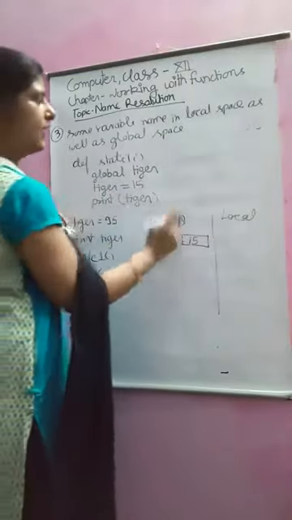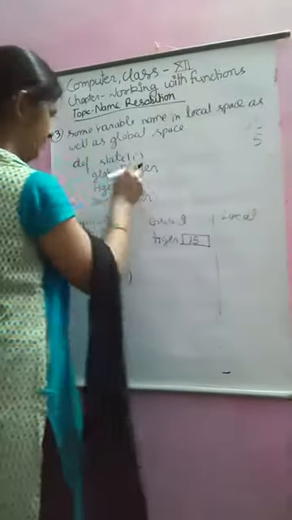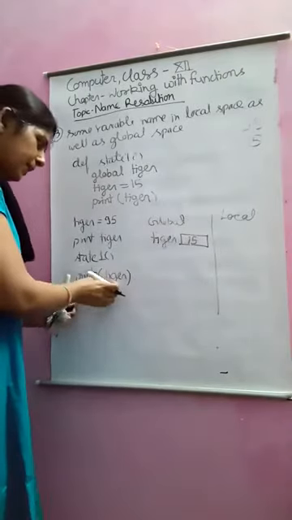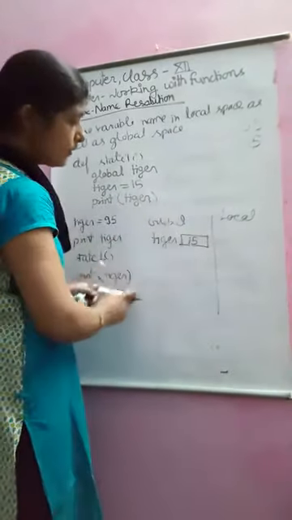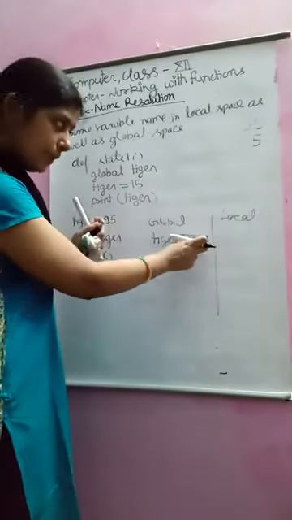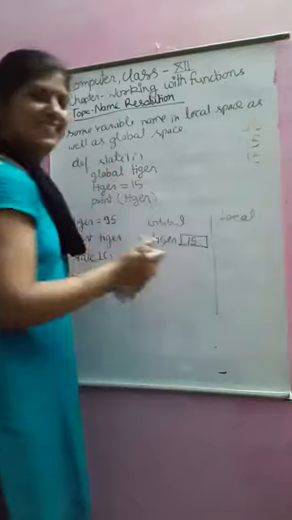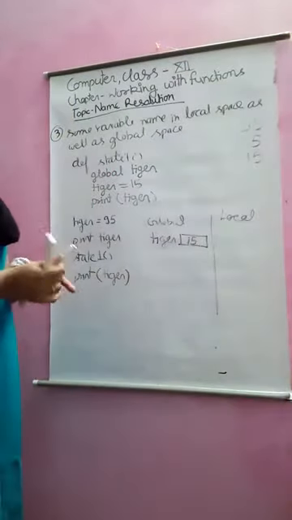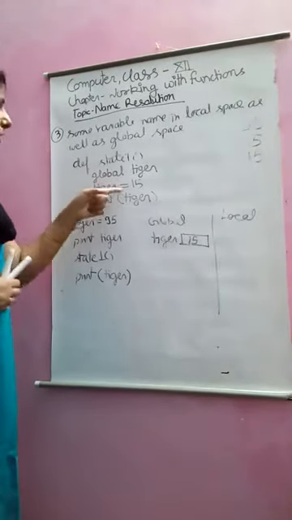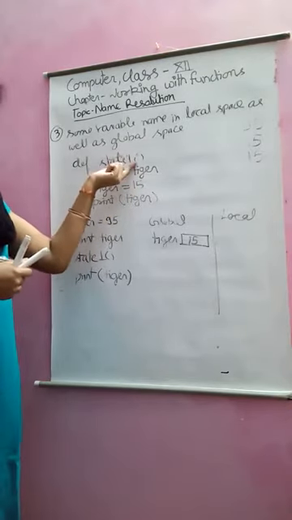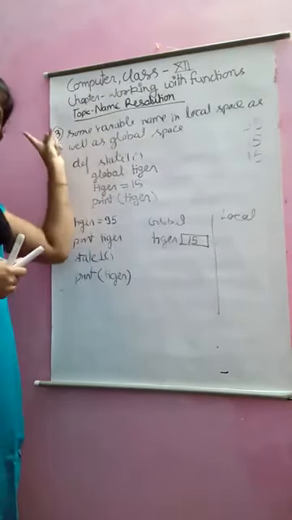Now print tiger, it will print 15. Now come back to the calling place. When you print tiger, it will print 15, because the global space value is now 15. Means here we are not declaring a second variable. We are using the same variable which is declared as the global one.